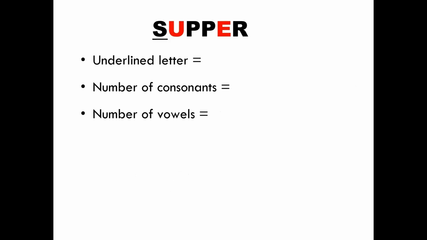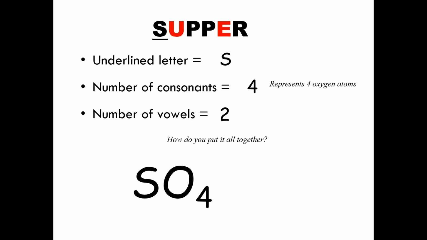The fourth word in the mnemonic is supper. Be sure to spell it correctly with 2 P's, otherwise you've spelt super. The underlined letter is S, representing the element sulfur. There are 4 consonants in this word and 2 vowels. So how do we put it all together? Well, the chemical formula will start with S. The consonants represent 4 oxygen atoms inside this ion, and the 2 vowels represents a 2 negative charge on this compound. The name of this polyatomic ion is sulfate.